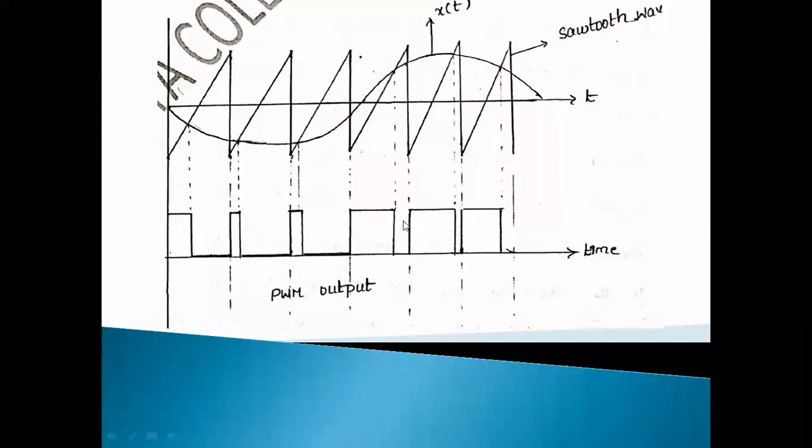When the signal is drawn, what happens is the width of the output pulse varies. The first pulse has some width, the second pulse has some width, the third pulse has some width, like that. Now this is pulse width modulation. Can we say that the pulse width varies according to the modulating signal changes? So this is pulse width modulation.